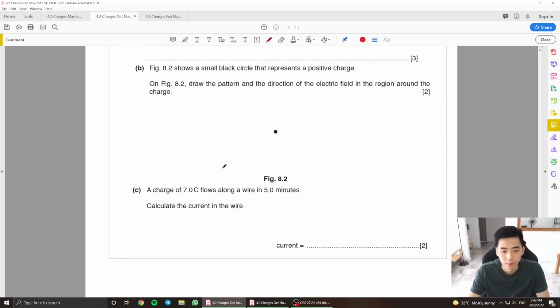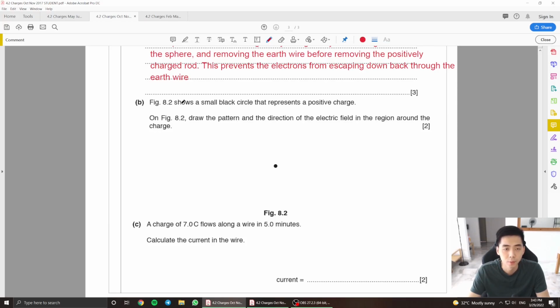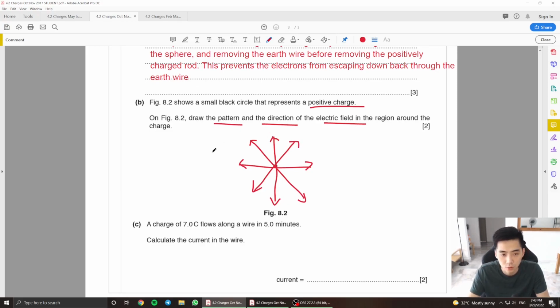then after that, the final part here, figure 8.2 shows a small black circle that represents a positive charge. Draw the pattern and direction of the electric field. For me, if I'm asked to draw this, I like to draw crosses here, a cross here, then another cross here. Right, this indicates that they have uniform electric field strength. Then just draw arrows that are pointing outwards because it's a positively charged rod.